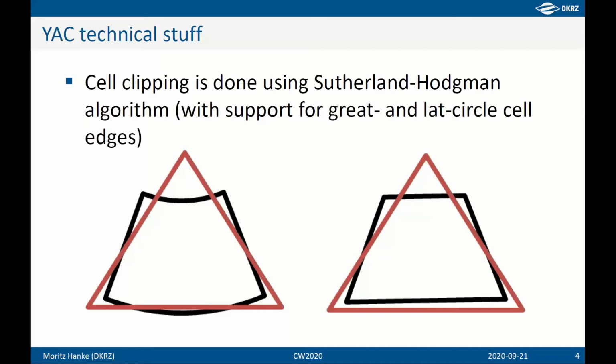then when you look directly down from the pole, it actually looks like the left example. And if you do not support latitude circle cell edges, you see the example on the right. And as you can see, if you compute the overlap between the two, the results look quite different. And in the left example, you see that the Gaussian cell is concave, which is a problem for some clipping algorithms that are used to compute the overlap between two polygons. Therefore, we use the Sutherland-Hodgman algorithm, which works quite well in that case.